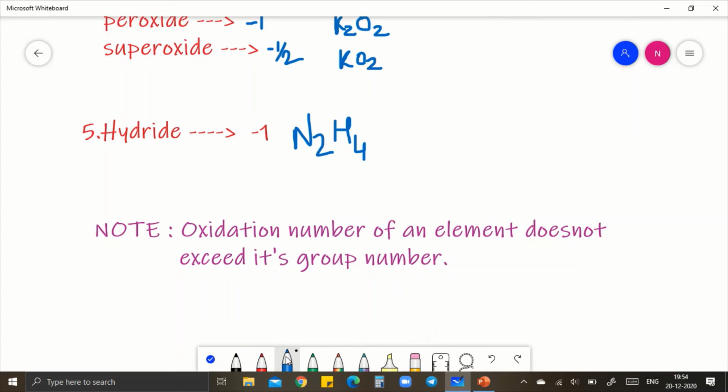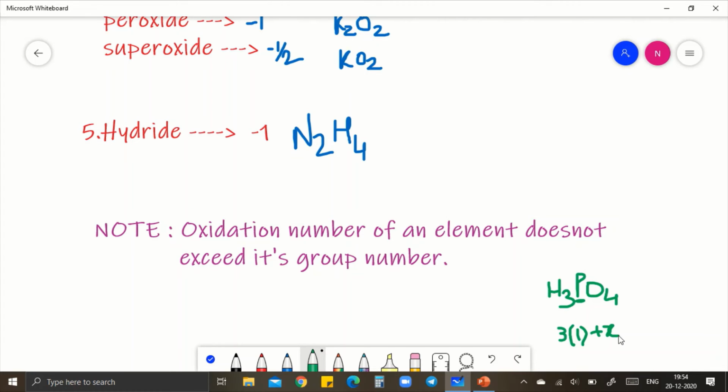Now let's see an example of how to calculate oxidation state. H3PO4, orthophosphoric acid. We have to calculate the oxidation state of phosphorus here. We don't know it, so how to calculate? For hydrogen, it's 3, because it is not a hydride here, it is +1. So 3 into +1. Now let's take phosphorus as X. We have to calculate X here.